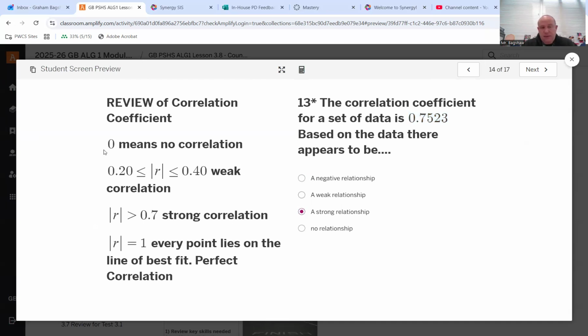But your question could easily include any one that fits into here. And they could also have negative numbers as well. If this had been negative 0.75, I'm still saying this is a strong correlation, because the absolute value means ignore the negative, so it would still be 0.75.